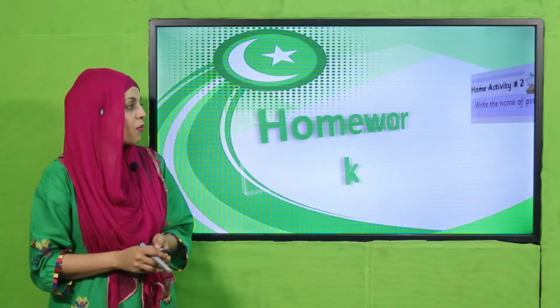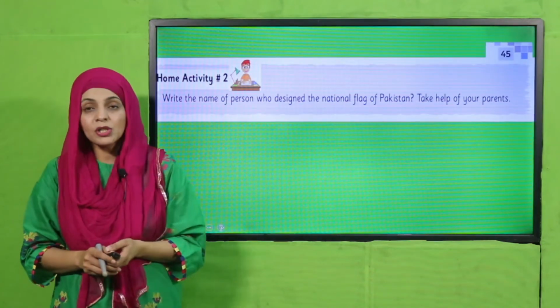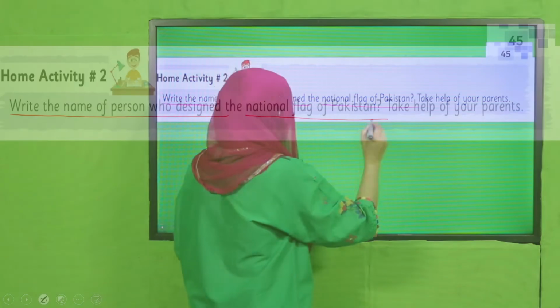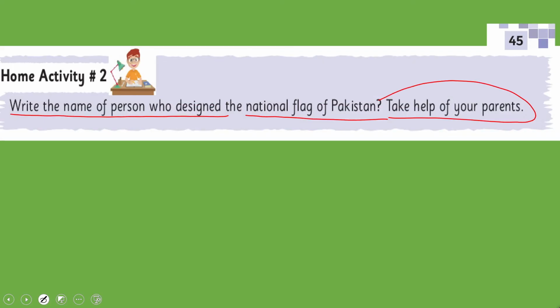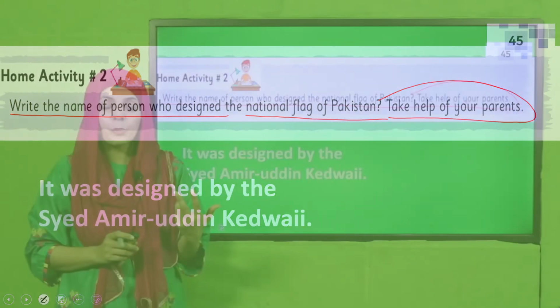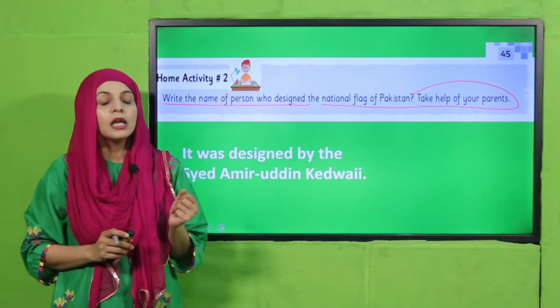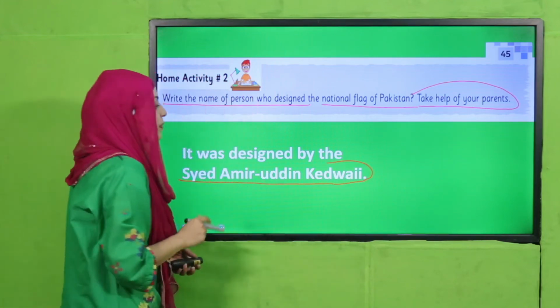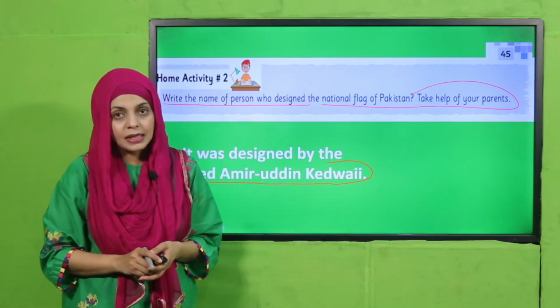So now is the time for homework. For homework, you will do home activity number 2. What you will do is write the name of the person who designed the national flag of Pakistan. Take help of your parents. So who designed the flag of Pakistan? It was designed by Syed Amiruddin Kidwai. Okay, so I have helped you out too. You can also share this information with your parents. You can also search on Google once again, who designed the flag of Pakistan. So Syed Amiruddin Kidwai designed the flag of Pakistan.